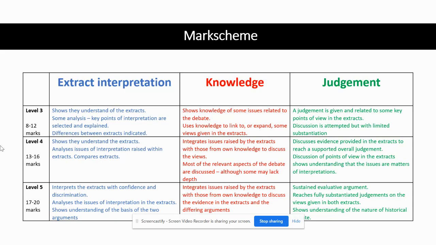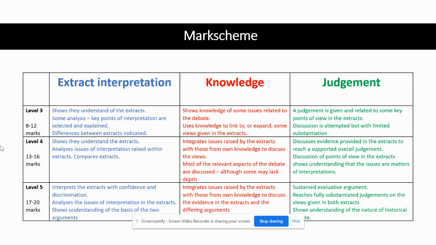In the middle column, your knowledge is used there, integrated with the extracts to show that you know what you're talking about. And then in the right-hand column there, the judgment, again, look at the bottom, sustained evaluative argument, and that you reach a fully substantiated judgment on the views given in both extracts. And that means that you reach a conclusion about which extract you think has the better argument. And that green column, that judgment, is based on the first two columns.